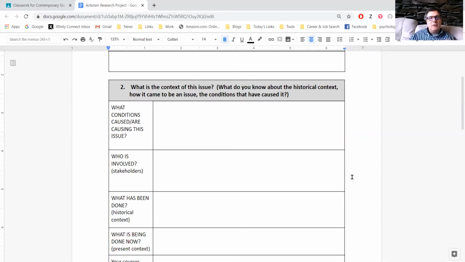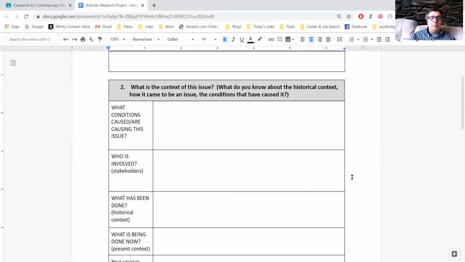So in the first box, it says what conditions caused or are causing this issue. So you may be choosing an issue that has long historical roots, okay? If some of you are doing something that involves race relations in the United States, you're probably going to talk about it going back to the days of slavery. But it might be something that's a very modern issue. But what things are causing this to be an issue?